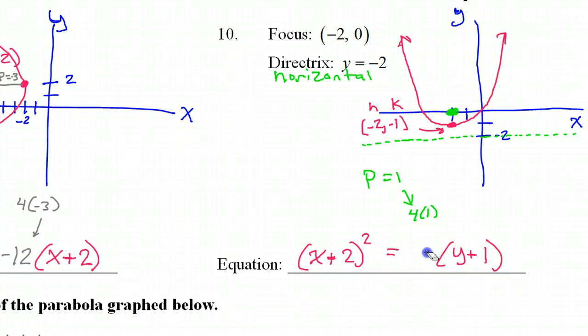So we can really just erase the p and just put 4. Now this is a positive one because it's upward facing. If this were down or left, it would be negative. So just make sure this is a positive number to go along with the fact that it's upward facing. And then there you have it. This is the standard form equation that we were asked to find.